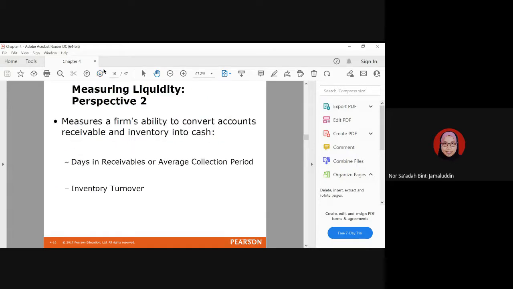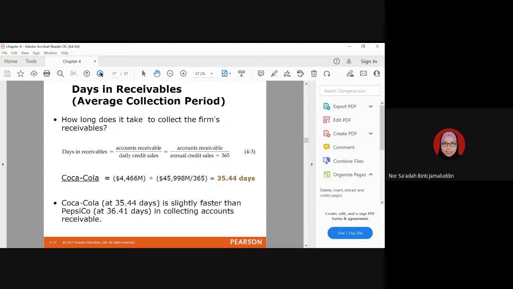Okay. This is the second measuring liquidity perspective. It measures a firm's ability to convert account receivable and inventory into cash. Macam mana kemampuan firma untuk convert account receivable into cash. These are two methods or two formulas. Okay, days in receivable, berapa tempoh masa. Coca-Cola is slightly faster than Pepsi kerana dia menggunakan hanya 35 hari sahaja. Coca-Cola only uses 35 days to collect their account receivable, while Pepsi uses 36 days.